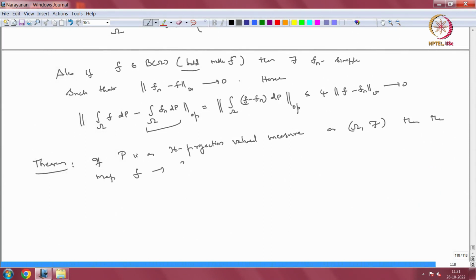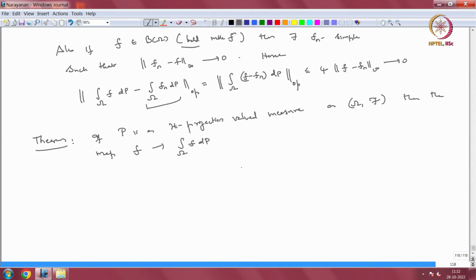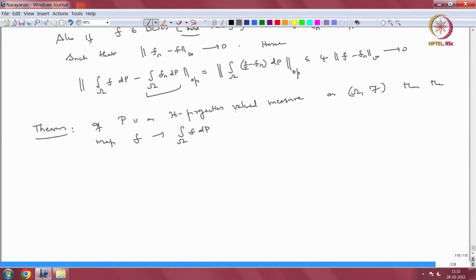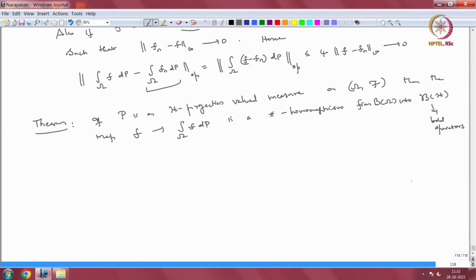f going to the integral over omega of f dP. So, using P we have defined the integral of f dP, which is an operator. Then this map is a star homomorphism, well, continuous actually, but we will write down the estimate later on, from bounded measurable functions into the bounded operators on the Hilbert space H. So, these are bounded operators. Okay, I hope the notation is not confusing, because sometimes script B is for the Borel sigma algebra and so on. Okay. So, this is the theorem we will prove.